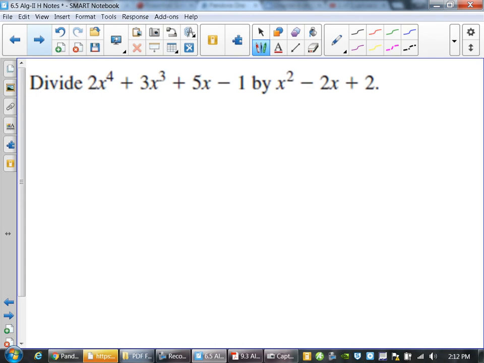Let's try again. 2x to the 4th plus 3x cubed plus 5x minus 1. We're going to divide that by x squared minus 2x plus 2. As you're noticing when you're writing it down, the first part, 2x to the 4th, means how many terms should you have? You should have 5 of them. So what do we have to put in there? 0x squared, good. So we wind up with 2x to the 4th, 3x cubed, 0x squared, 5x, minus 1.